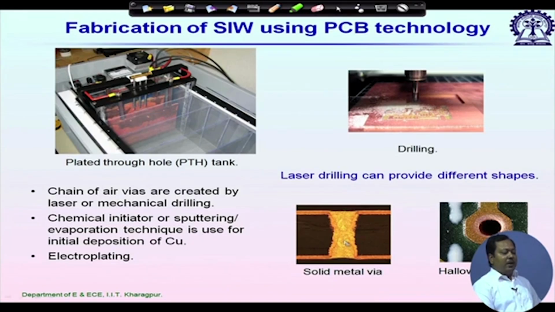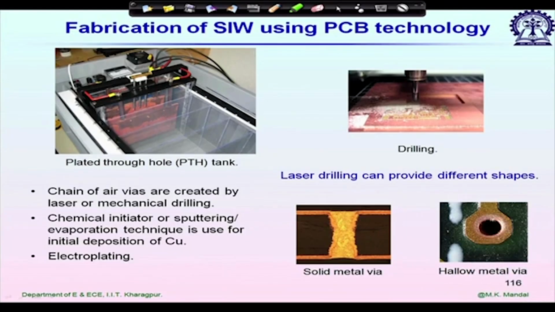Here we are showing two different types of via. By using this PTH, basically we obtain a via like this on the right side. So you can see the hole. From one side of the substrate you can see the other side, because inside we have air, and on this cylindrical surface we have copper deposition. You can see this copper layer from the top view.